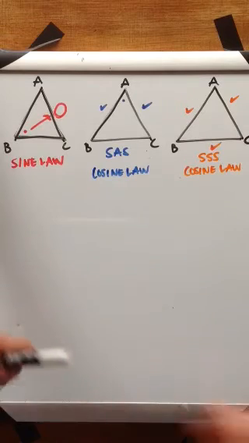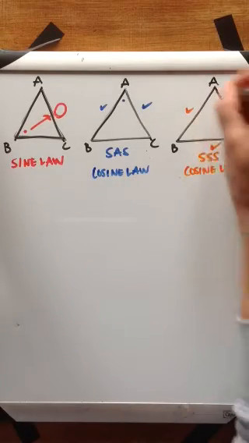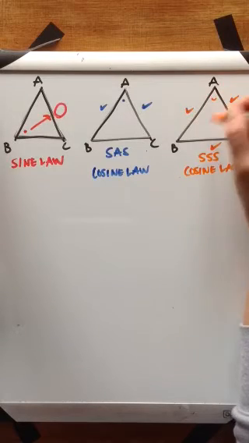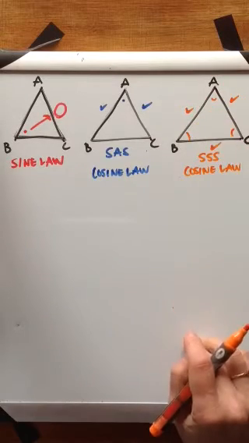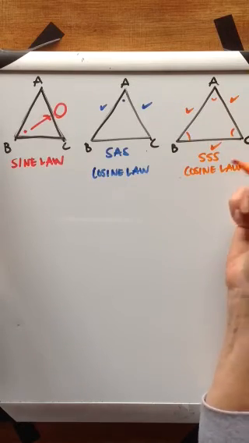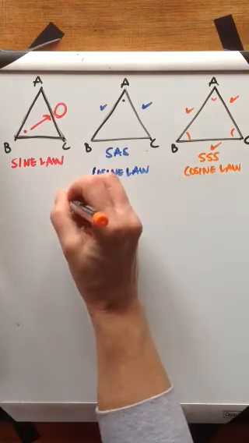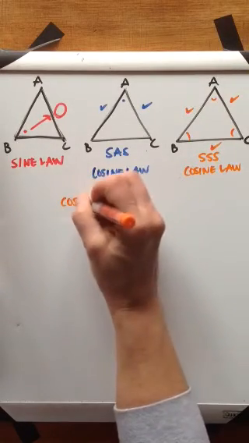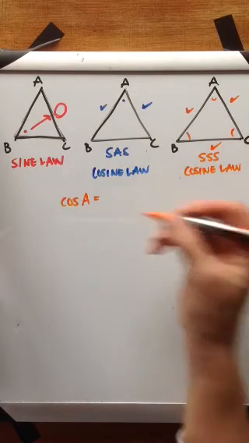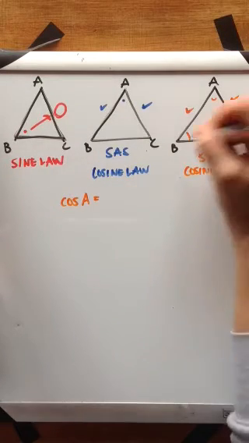So going to our last version here of side, side, side, we can solve for either angle A, B, or C to start. And I'm going to choose A just because it comes first in the alphabet. And the way that we can derive the cosine law for the angle A is as follows. We can say cosine A is equal to, and it's going to look a little bit familiar.